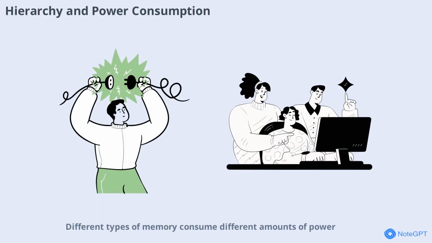Different types of memory consume different amounts of power. Fast memory like cache and RAM uses more energy, while secondary and tertiary storage are more energy efficient. Managing power consumption is especially important in mobile devices and data centers, where battery life and energy costs are critical concerns.